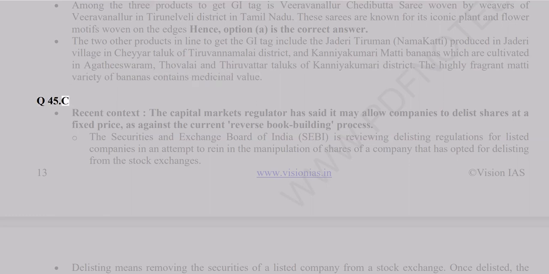Q45.c. Recent context. The Capital Markets Regulator has said it may allow companies to delist shares at a fixed price, as against the current reverse book building process.